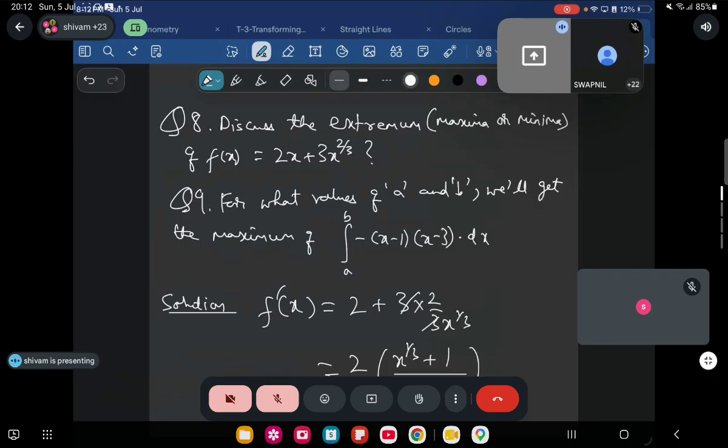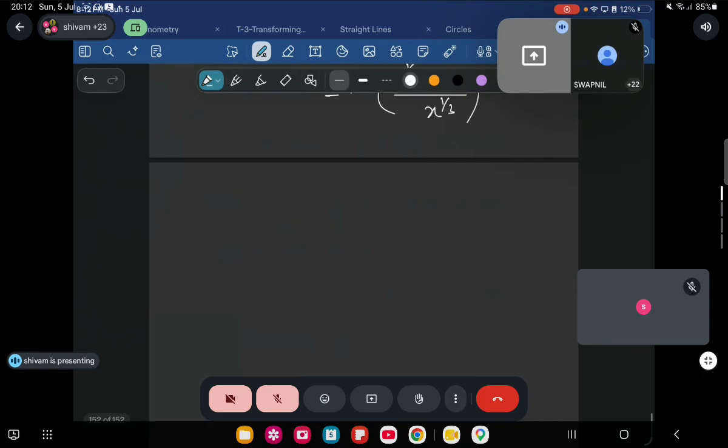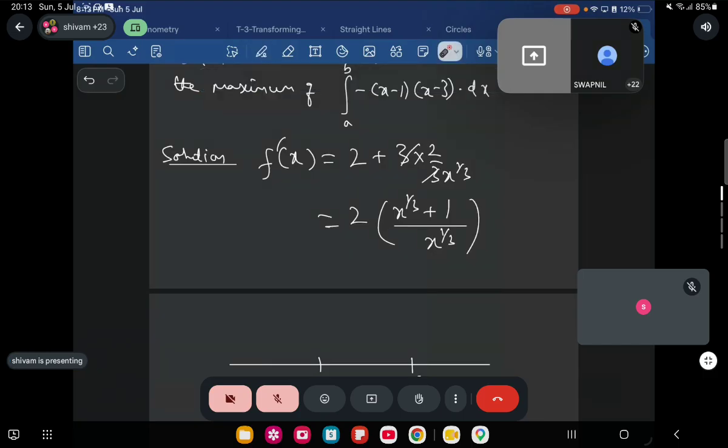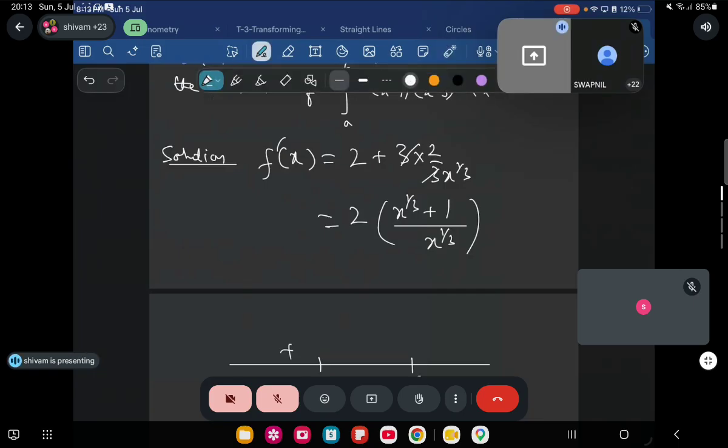Are people getting it? Over here, what are the critical points? Minus 1 and 0. The critical points are minus 1 and 0. At x equal to 0, f dash x is not defined, since the denominator is 0. But we have to check the variation in sign. Before minus 1, it is positive. Between minus 1 and 0, it is negative. After 0, it is positive.